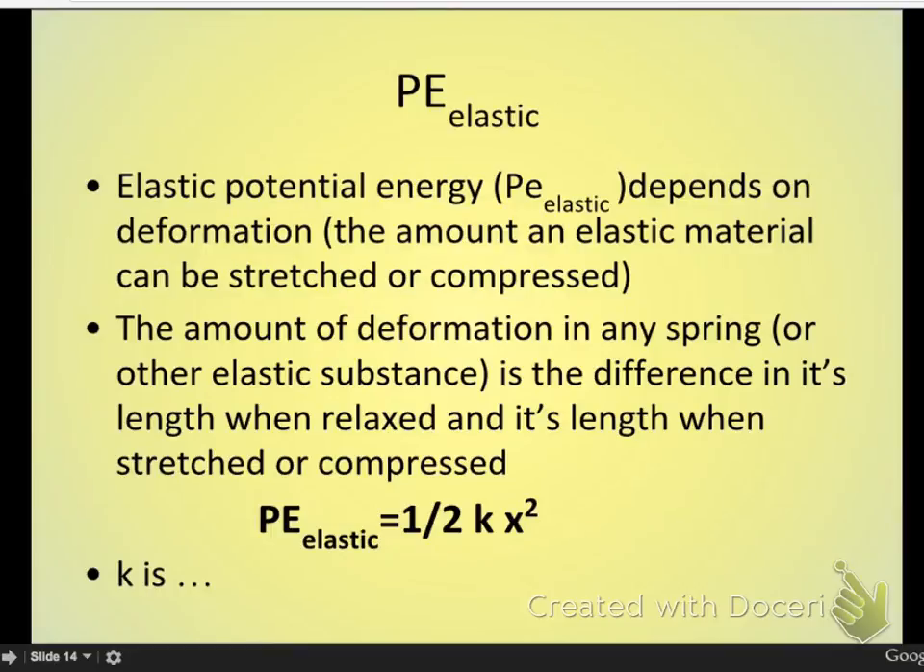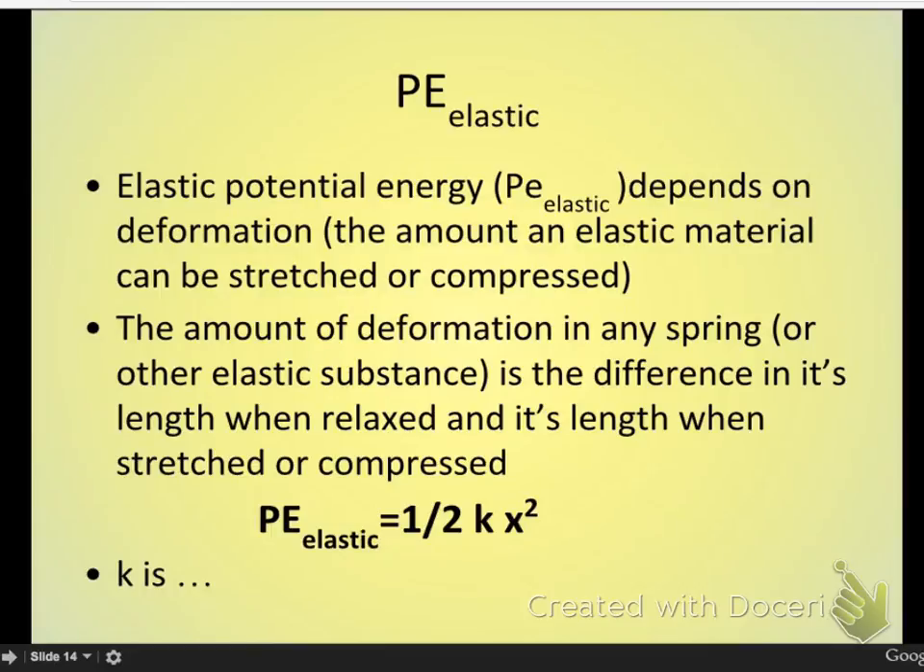So, elastic potential energy is energy that's stored because of the kind of material you have. It is stored because of some characteristic of the material. The material has some amount of elasticity, and it's dependent on the deformation. That's a word we're going to use a lot. The deformation of the material: how much you can deform that material and have it return to its original shape.